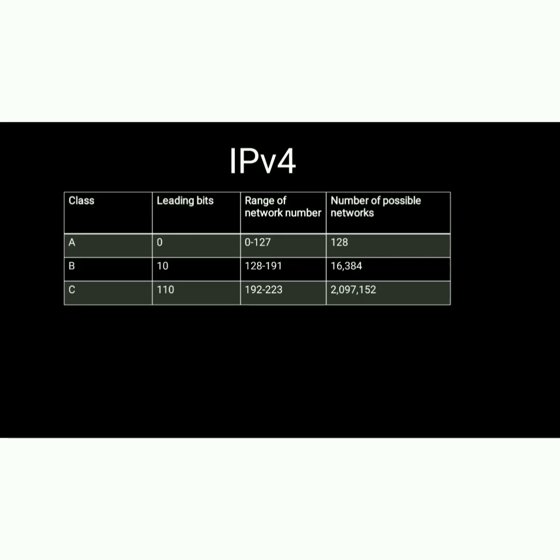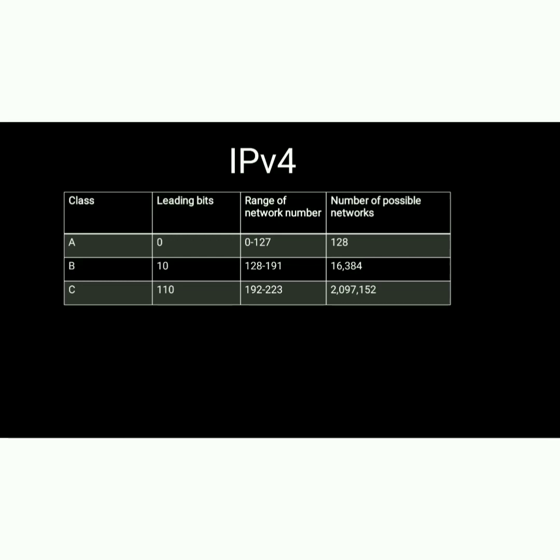In Class B, the first 2 bytes are the network ID while the last 2 bytes are for the host ID. The first 2 bits are 10. Range of the network number is 128 to 191. The number of possible networks is 16,384. Class B is used for medium size networks.